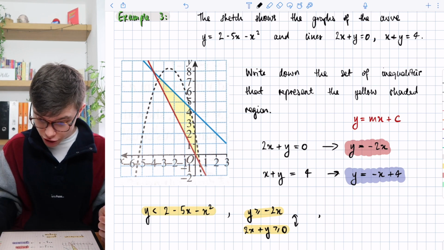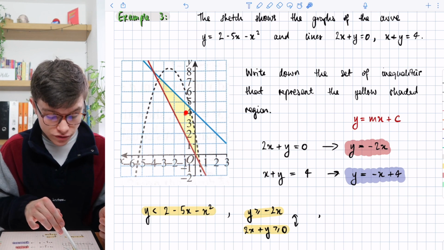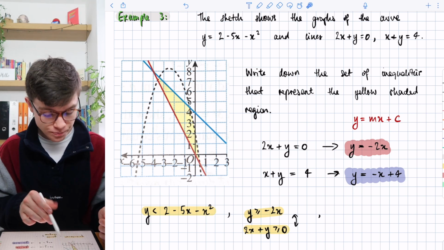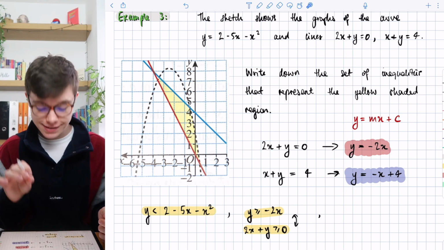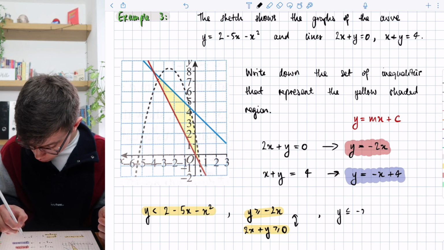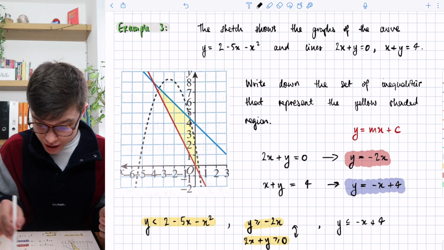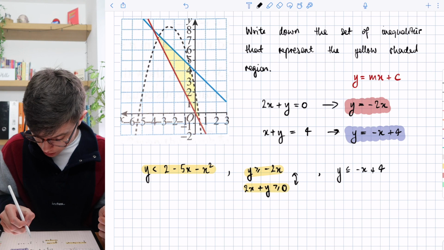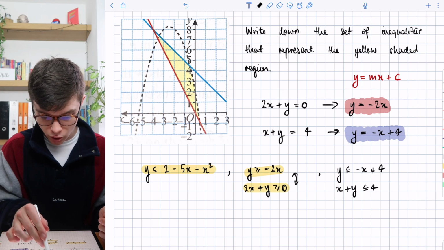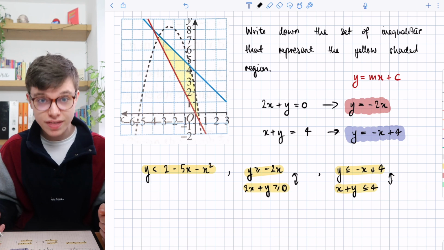And then if we look at the blue line, we've got the region below the blue line. It's a solid line, so it's going to include equal, and we are below, so we need to be less than or equal. So we need y to be less than or equal to minus x plus 4. And then if we get it in the form like we had up here, we add x to both sides: x plus y is less than or equal to 4. Either of those is correct, but they both mean the same thing.